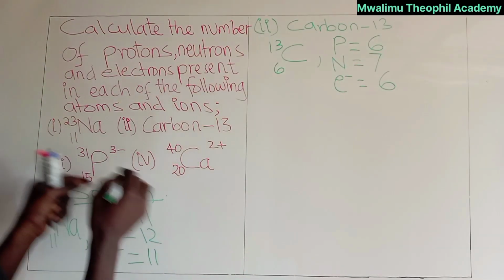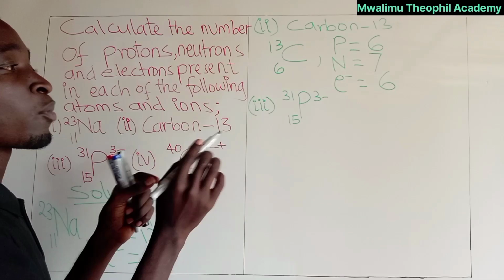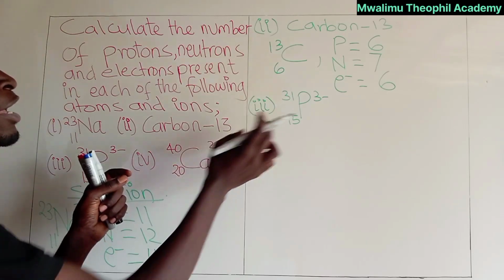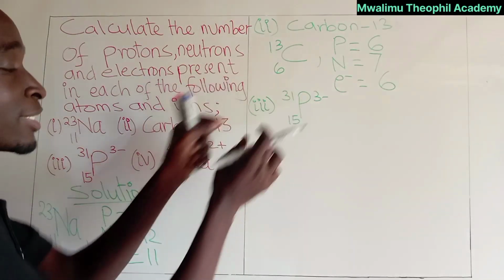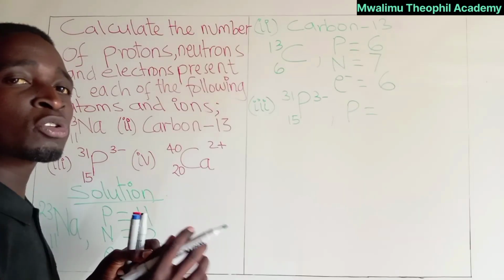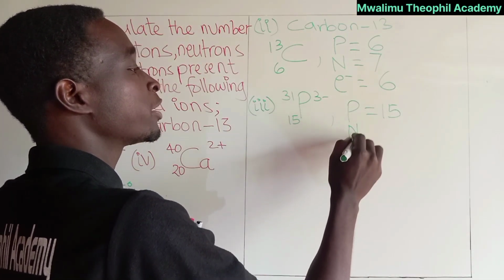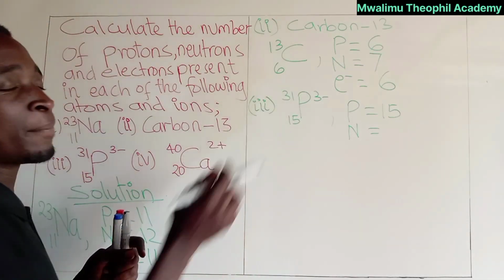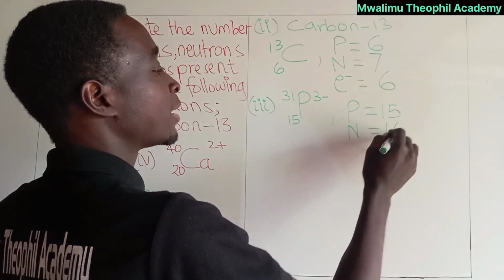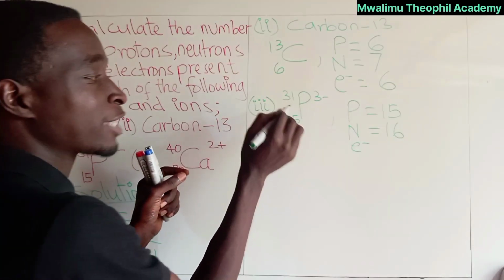After that, let us see the third part. In this, we are required to calculate the number of protons, neutrons, and electrons in phosphide ion. Now, let us see. By starting with the number of protons, as we have said, the number of protons is equal to atomic number, which is 15. Number of neutrons is equal to the difference of mass number and atomic number, which is 31 minus 15. We get 16.